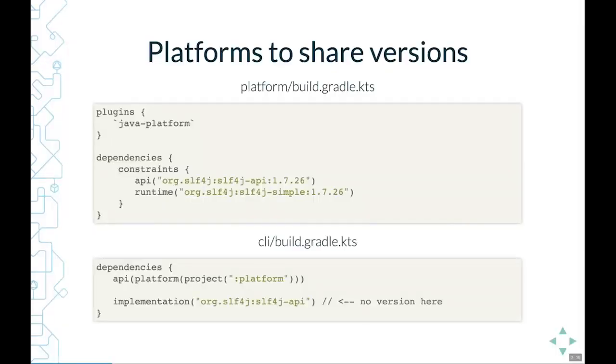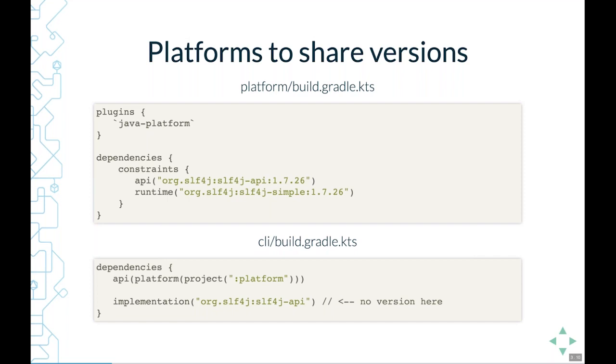So a platform effectively is a plugin that Gradle introduced in one of the recent 5.x versions, and it allows you to define a project that does not contain any source. However, it contains information about dependencies, and mostly it is a source of constraints. So here, I'm effectively saying that my projects should use SLF4J API 1.7.26. My project's runtime parts should use SLF4J simple 1.7.26. So again, the API for the logging framework and one of its implementations.